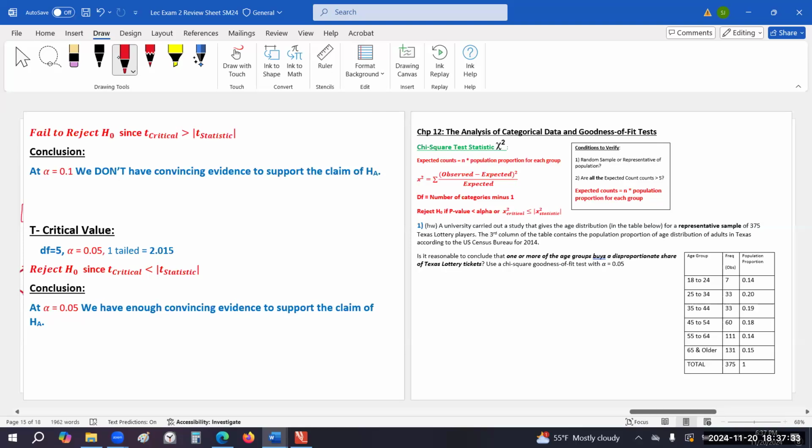And then you go into chi-square. For chi-square, I already told you what to do. And that's it.